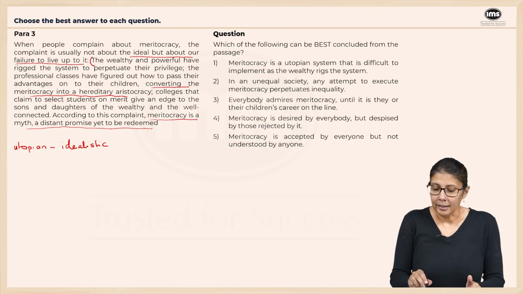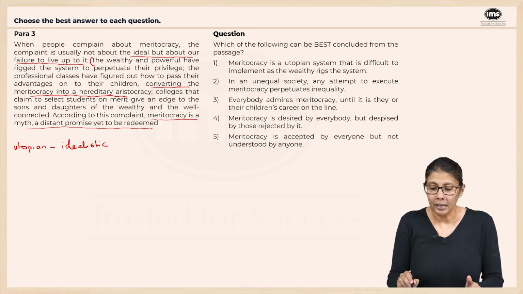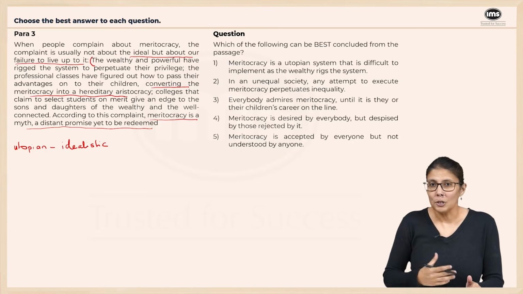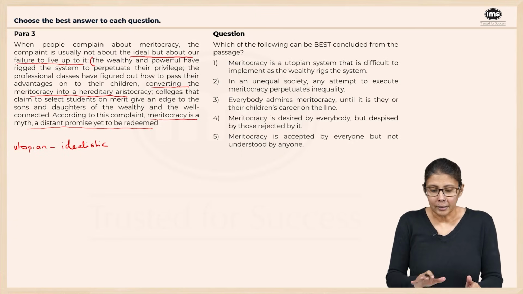The third option says everybody admires meritocracy until it is they or their children's career on the line. This tells us that when meritocracy personally affects us or seems to be to our disadvantage, then we try to reject the system. But paragraph 3 or the rest of the passage do not really say that we reject it when we are personally affected. It seems to suggest that in principle everyone supports a meritocracy. So, option 3 is out.